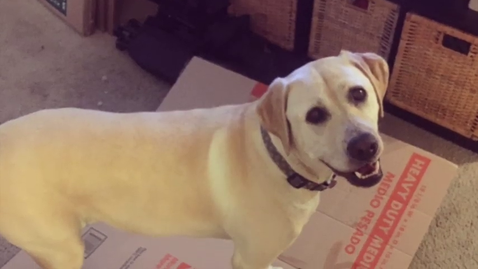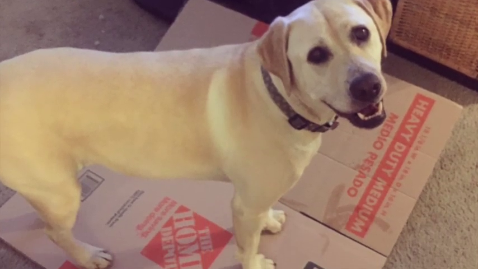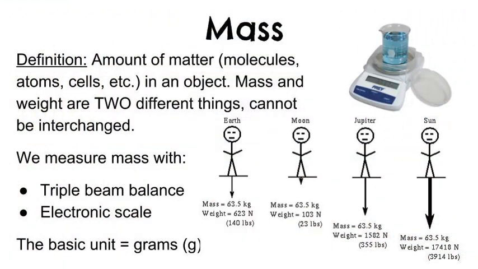I wonder what the difference between Willow's mass and weight is. Mass is the amount of matter in an object, so think molecules, atoms, and cells. Mass and weight are two totally different things and cannot be interchanged.